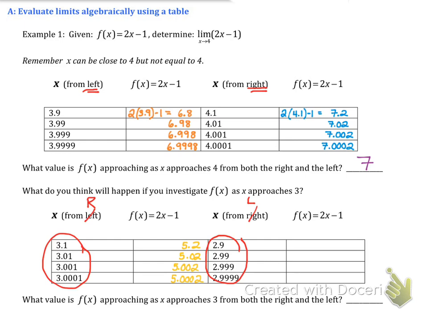All right, so from the left side, we are dealing with the 2.9. So what you're going to get when you plug that in is 4.8, 4.98, 4.998, and 4.9998. So again, what number are we approaching? We are approaching 5 from both sides, the left and the right side.